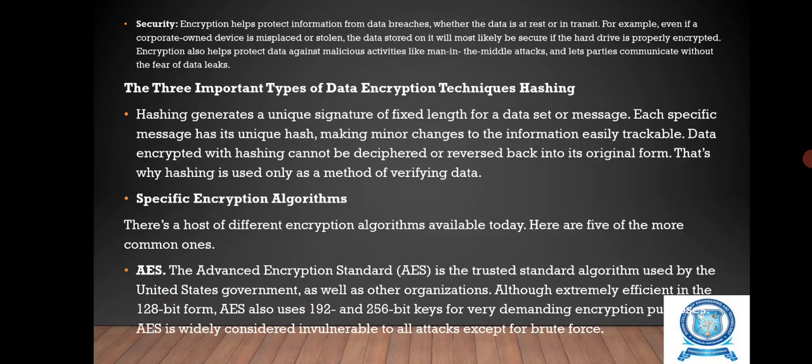The three important types of data encryption techniques are, first, hashing. Hashing generates a unique signature of fixed length for a dataset or message. Each specific message has its unique hash, making minor changes to the information easily trackable. Data encrypted with hashing cannot be deciphered or reversed back into its original form. That's why hashing is used only as a method of verifying data.